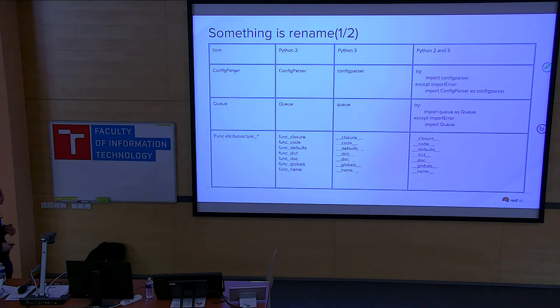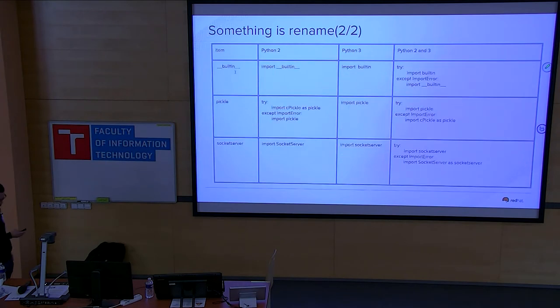And also there are some function attributes that became double-underscore. They did not remove them, but just put double underscores on them. For the built-in modules, on Python 2 they use an underscore at the beginning. Now on Python 3, they just removed that.